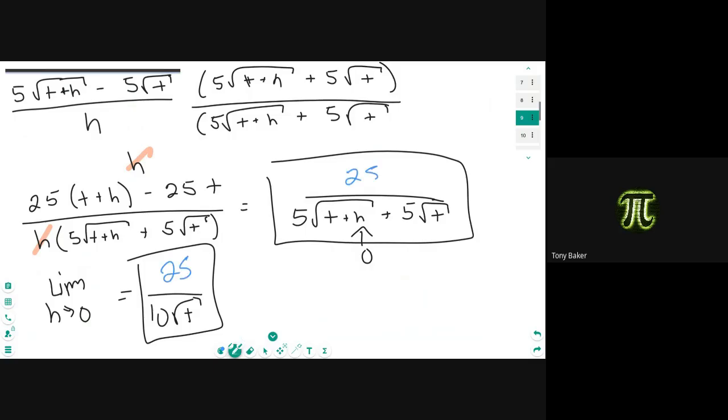And then, yeah, which means the final answer is 5/2 square root of t. There you go. Now it matches your answer when you factor out the 5, which is what was rattling in my head when I was looking at this. I'm like, factoring out the 5 is not going to be the same thing. But I didn't catch the error.